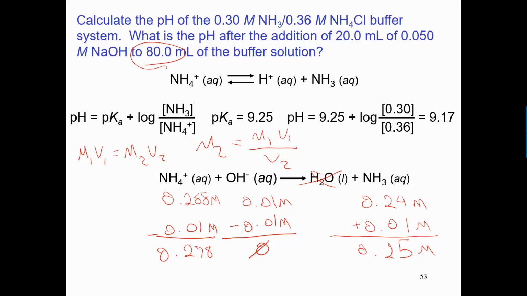Not a gigantic change, but we added a lot of hydroxide. It didn't cause the system to change its pH very much. We don't really do a proper RICE table for that, because we're not showing equilibrium here. The minus x and plus x of the equilibrium is insignificant. So we just take the initial concentrations after the reaction, and we use those as our concentrations for the Henderson-Hasselbalch equation.